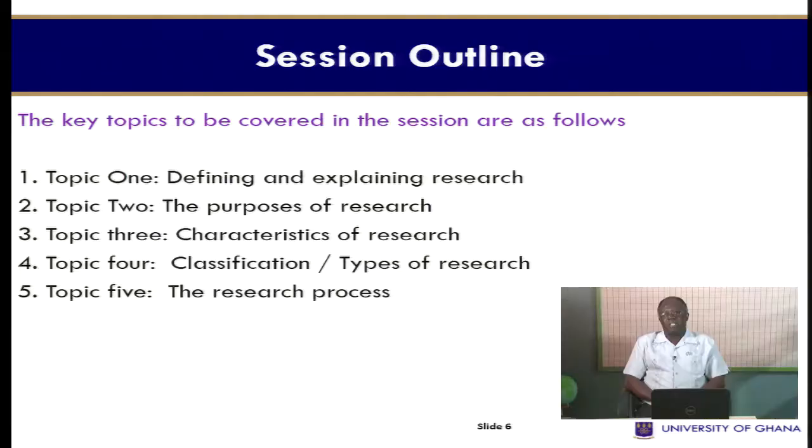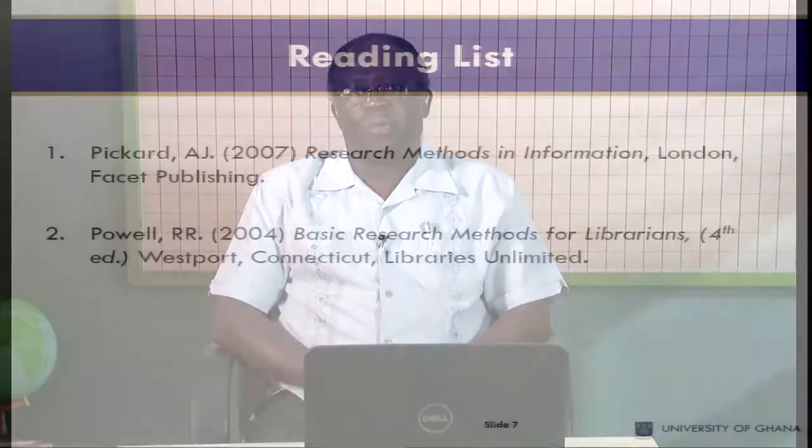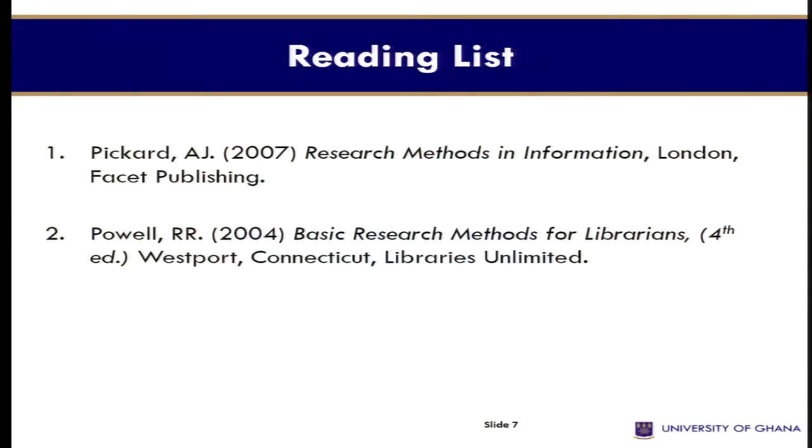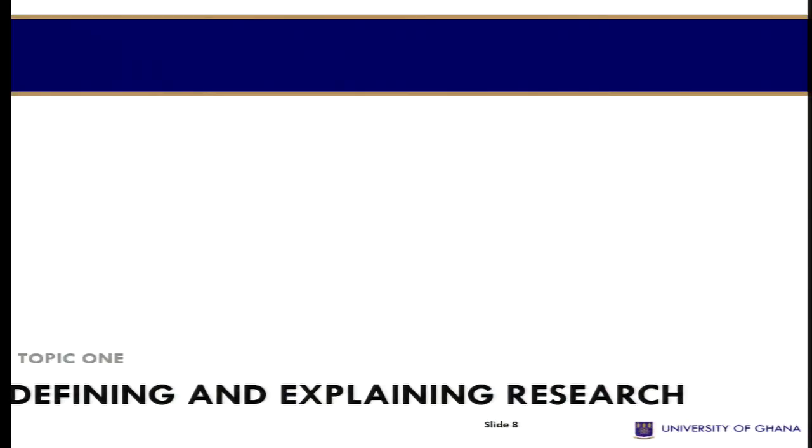The topics to be covered in this session are: 1. Defining and explaining research. 2. The purposes of research. 3. The characteristics of research. 4. Classification, types of research. And finally, the research process. These are your prescribed texts, which I expect you to read alongside the handouts I will provide. Let us begin topic 1 by defining and explaining research.